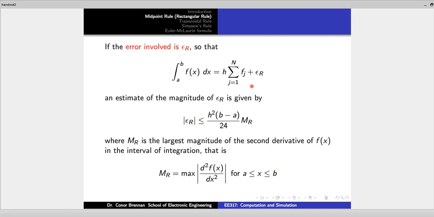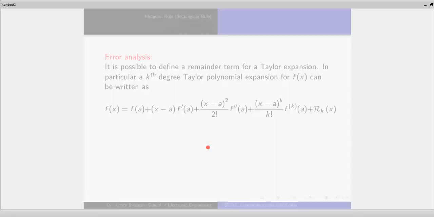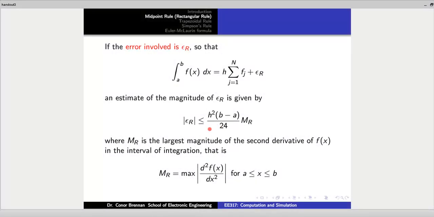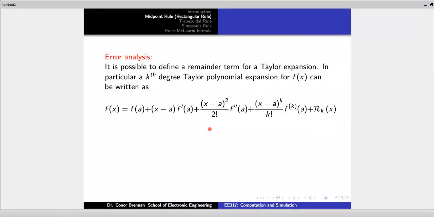This is a bound on the error, so it's going to give us the right answer plus this error, and this error is guaranteed to be less than this. It's not obvious at all where this comes from. Let's try and work out where this might come from. So where does that term come from? Can we work it out? Well, let's try and see where it might come from.